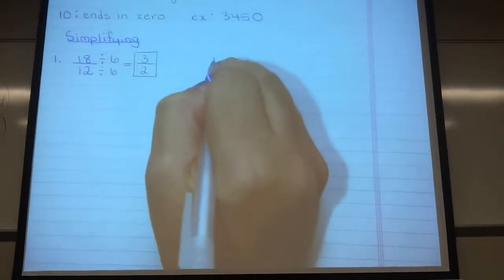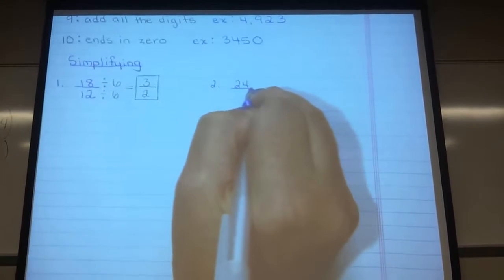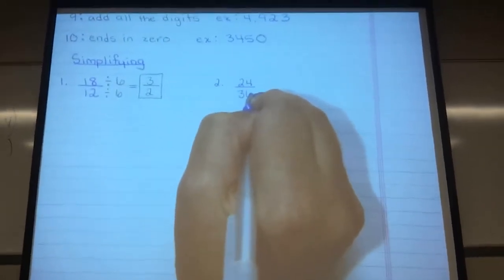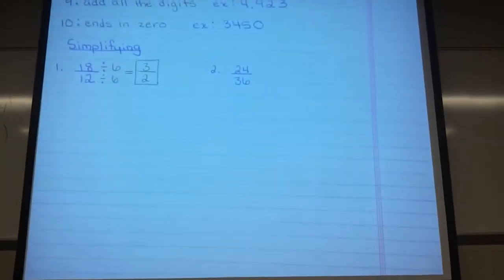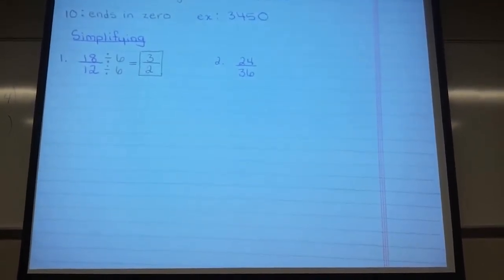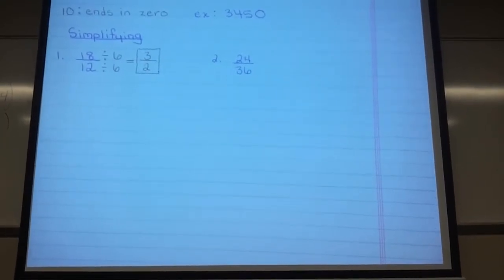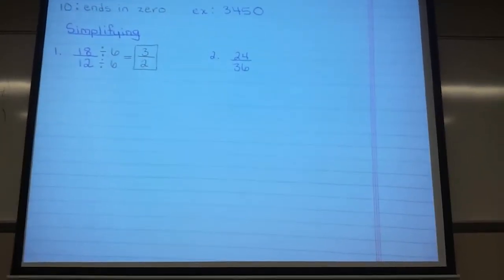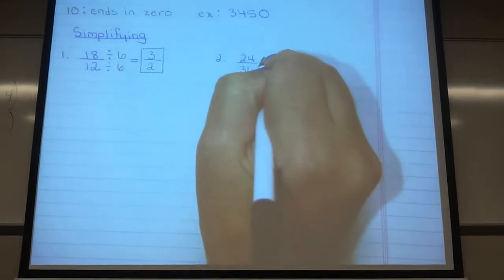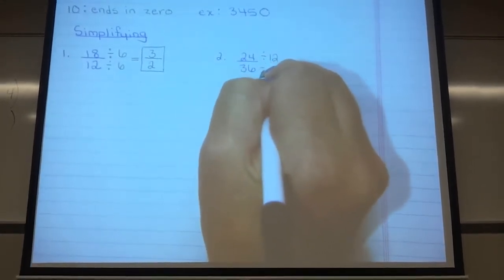So let me give you another one. 24 over 36. Can you think of a number that goes into both of those? 12. You could use 6, you could use 2, you could use 3. You're just going to have to do it several times to get there. 12 is the largest. So I'm going to divide top and bottom by 12.